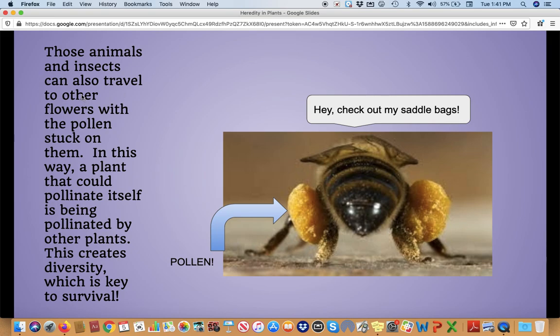These animals and insects can also travel to other flowers with the pollen stuck on them. In this way, a plant that could pollinate itself is being pollinated by other plants. This creates diversity, which is key to survival. And here's a close-up of this honeybee. Here's the pollen sacs, and the bee is saying, "Hey, check out my saddlebags."